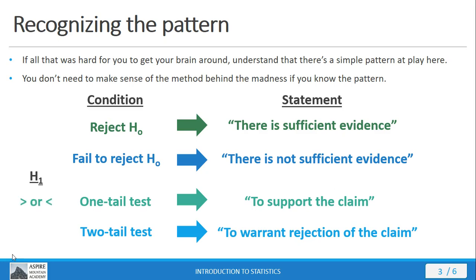If your alternative hypothesis has a greater than sign or less than sign, then you know you're going to have a one-tailed test. And then the language you're going to use in your conclusionary statement is going to be to support the claim. If you have a not equal to sign in your alternative hypothesis, then that means you have a two-tailed test, and you're going to say warrant rejection of the claim.